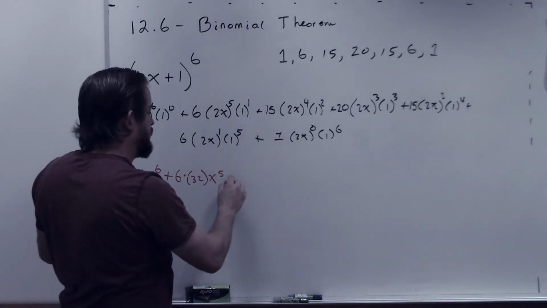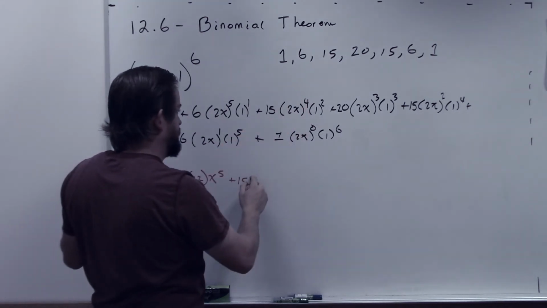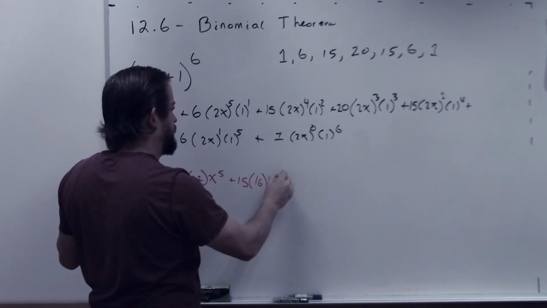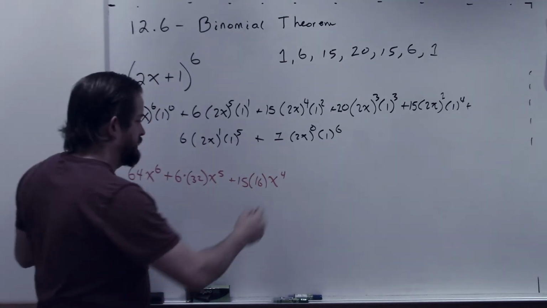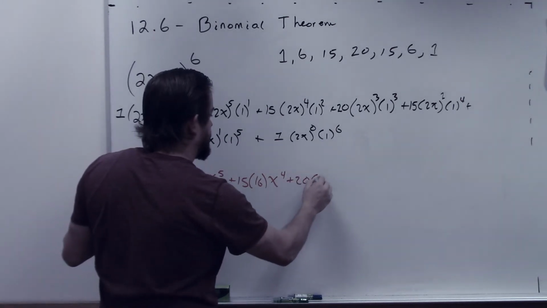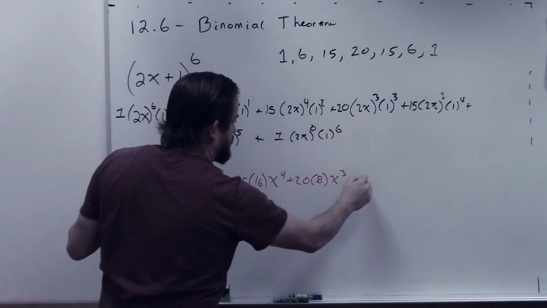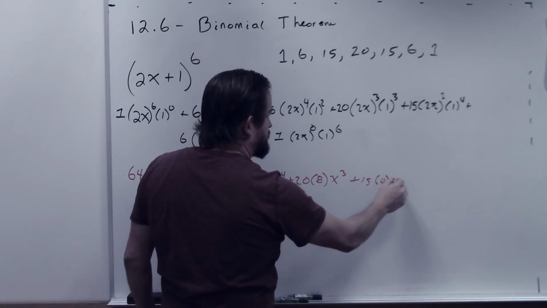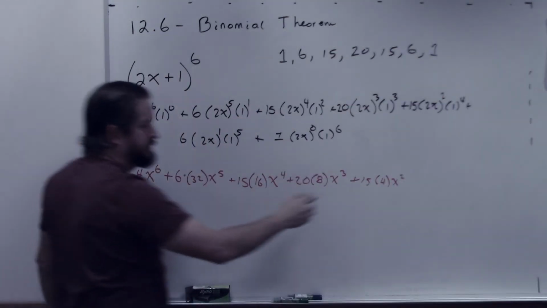Same thing here, I've got 15 that gets multiplied by 2 to the 4th, which is 16, x to the 4th. And then 20 that gets multiplied by 2 to the 3rd, which is 20 times 8, x to the 3rd, plus a 15 that gets multiplied by a 2 squared, so that's a 4, x squared, and then 6 times 2x.